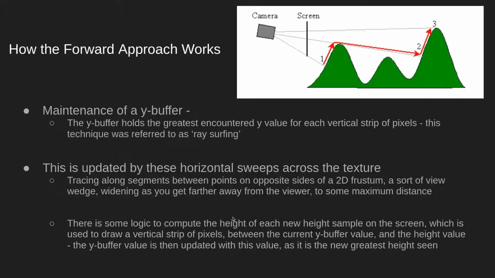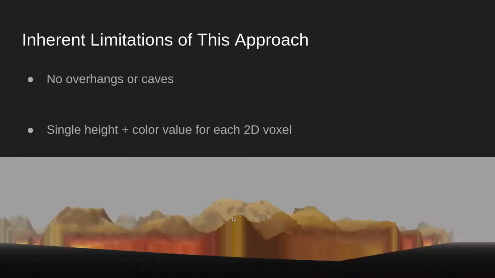There are a couple of limitations to this type of rendering. If you notice, there's no way to do overhangs or caves. There's only a single height value and a color value stored for each location on the map. So it is kind of limited, but within the scope of what it's able to do, it's pretty cool.